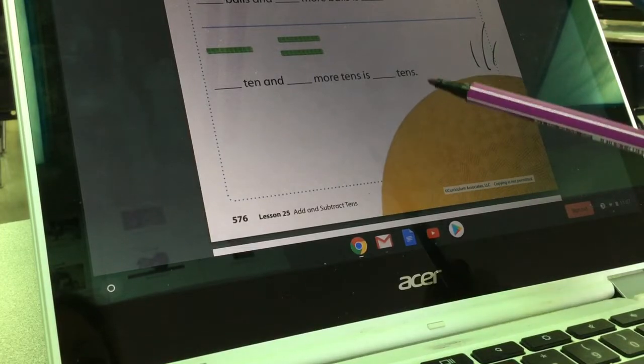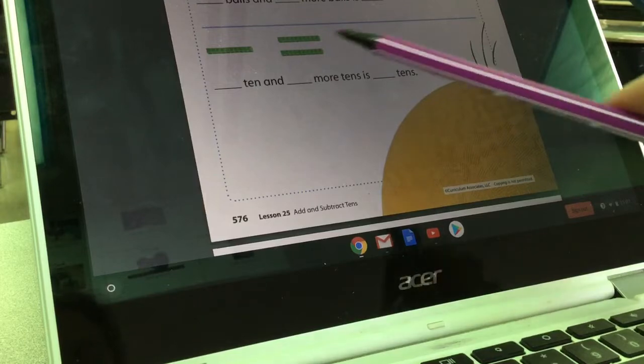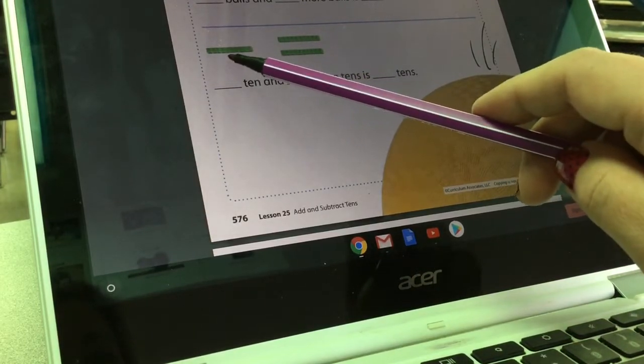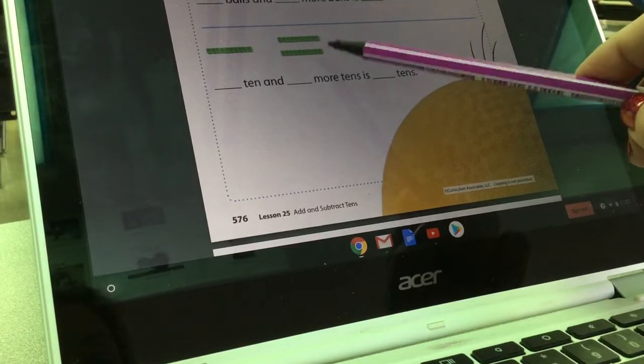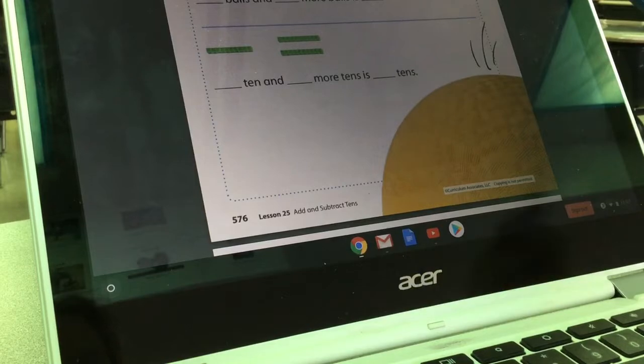Now we need our total. 2 more tens is ___ tens. Let's count how many tens we have. We're going to count by ones because we want to know how many 10 rods we have. 1, 2, 3. We have 3 tens. Please put 3 on this line to show 3 tens.